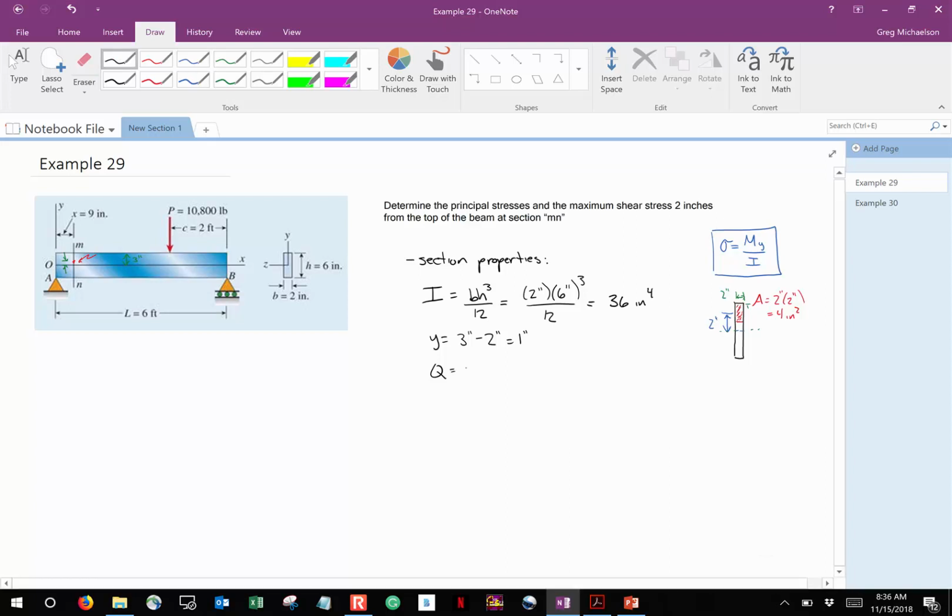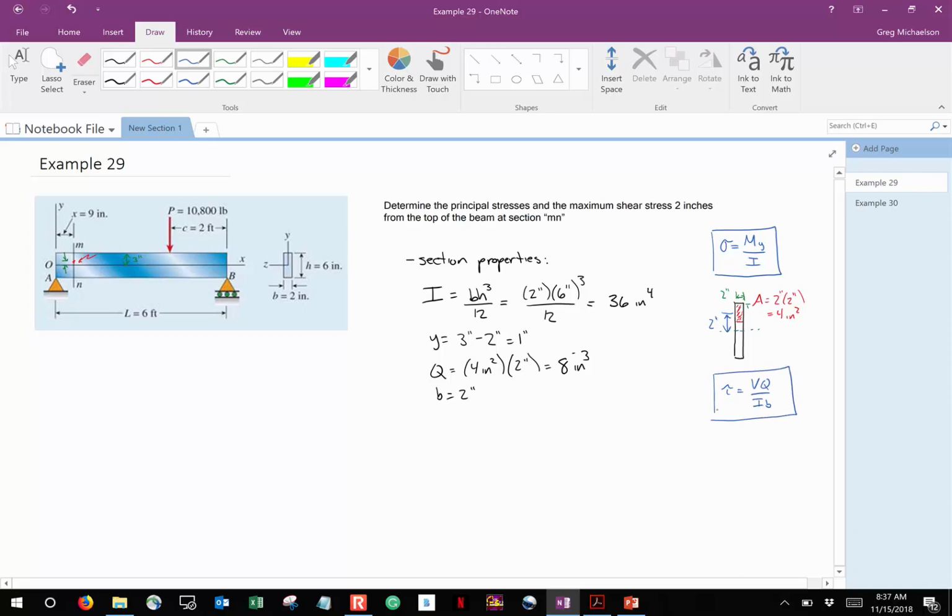So our Q is going to be 4 square inches times 2 inches. Again, from the centroid to the very top, that's 3 inches. And then coming down, that's 1, so that's 2. So that's 8 cubic inches. Okay. And we obviously know b is 2 inches, because we have sigma equals My over I, and tau equals VQ over Ib.